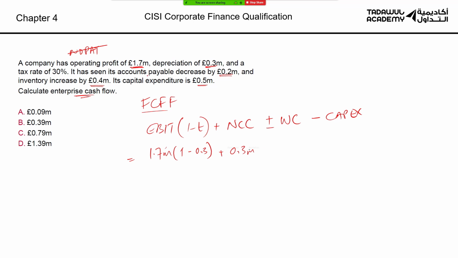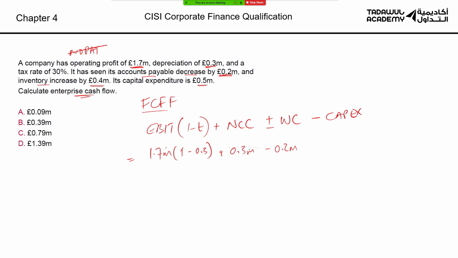It says here that payables decreased by 0.2. Payables is the amount you have to pay to your creditors and suppliers. If that amount decreases, that means you have paid. You have used your cash to pay, so your payables balance has gone down. So if the payables have decreased by 0.2 million, it means you have used cash, minus 0.2 million. My cash balance has gone down by 0.2 million.